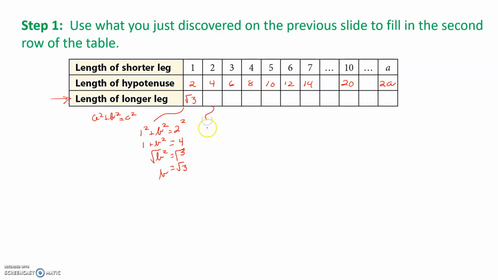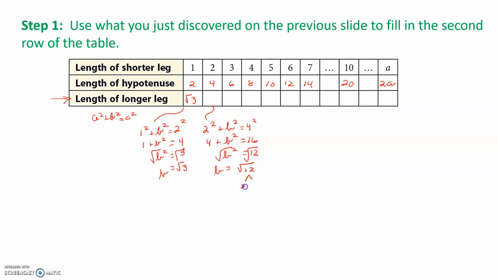We'll do the same thing here. The shorter leg in this case is 2, so that's 2 squared, plus the length of the longer leg I don't know, square that. That has to equal the hypotenuse of 4 squared. So I have 4 plus B squared is equal to 16. If I subtract 4, B squared is equal to 12. If I take the square root of both sides, B is equal to the square root of 12.